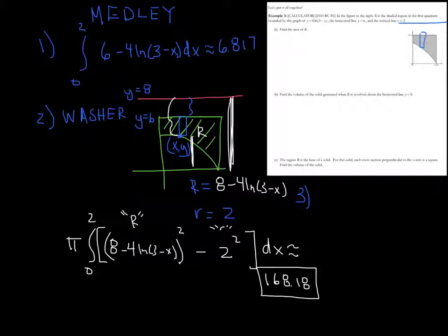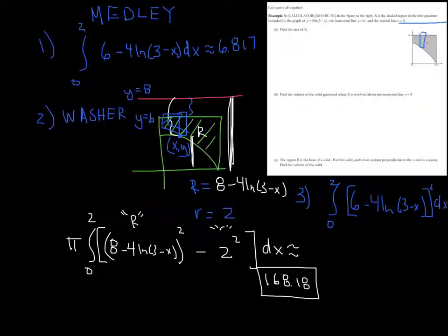I'm going to use the same picture here, and we can see that if it's a square, it's basically going to come out of the page like this, and there's your square. So the length of the square is simply going to be upper curve minus lower curve. So it's going to be 6 minus 4 natural log of 3 minus x. And don't forget, it's a square, so the height of the square is going to be the same. So we can just square this. And we're integrating once again from 0 to 2. You don't need pi because we're not rotating anything. And then that's going to be dx.